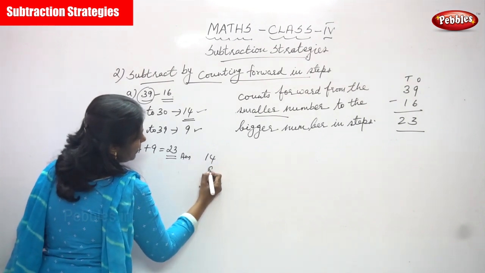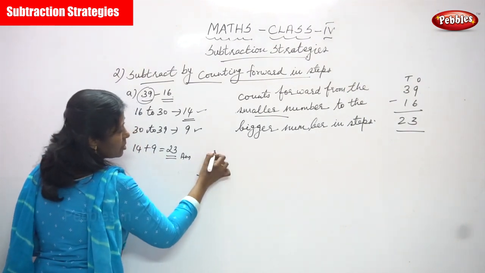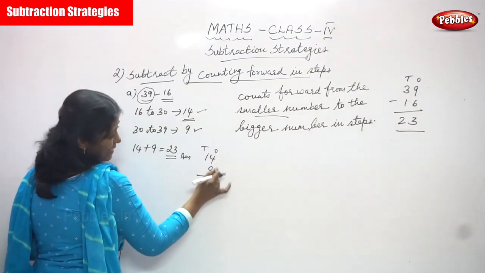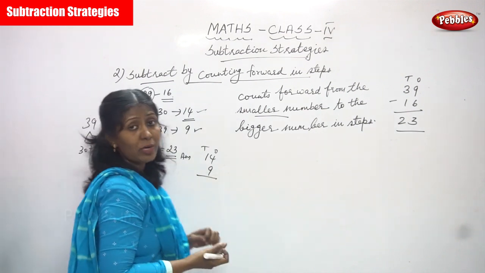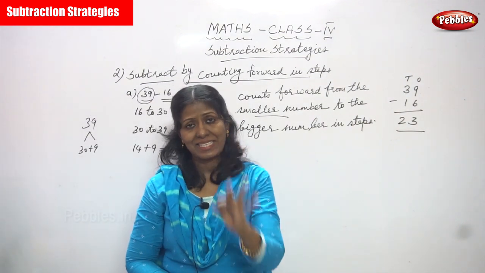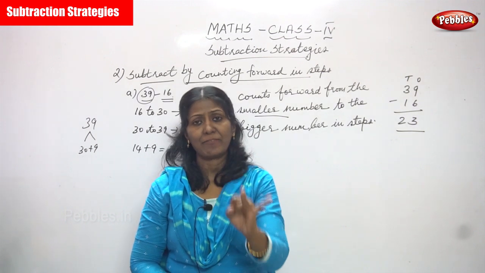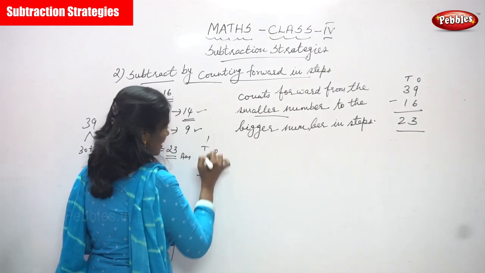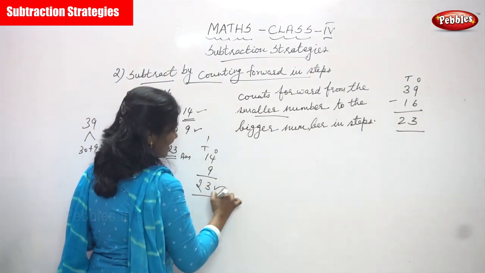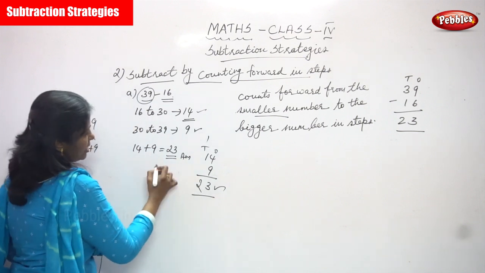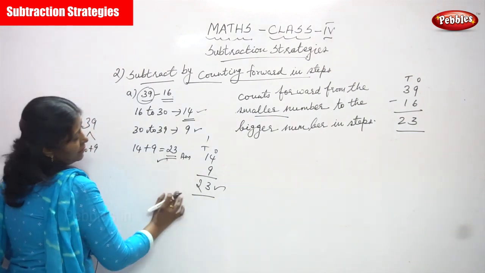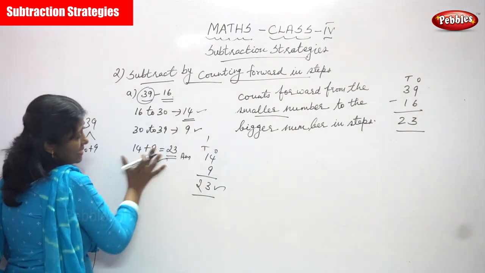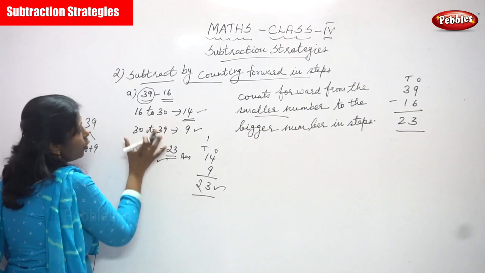For 14 plus 9, this is the ones and this is the tens. Concentrate only on the ones. Keep 4 in the mind, 9 on the fingers. After 4 you say 5, 6, 7, 8, 9, 10, 11, 12, 13. So write 3 as it is, then the carryover goes to the tens place. 1 plus 1 is 2. This is general addition. So the answer is 23. This is the subtraction strategy we follow in this sum.